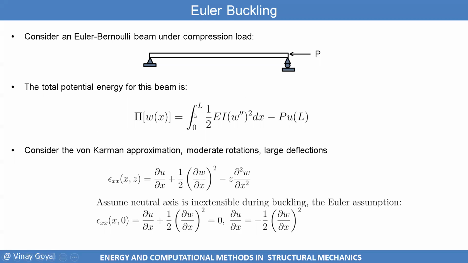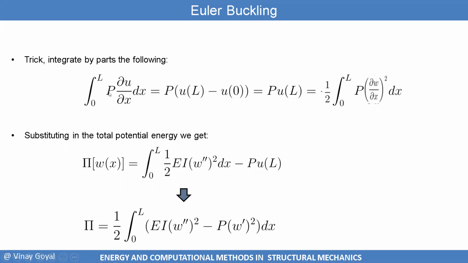One more time, the total potential energy is clearly that, no questions. The strain is this, the derivative of u with respect to x plus, and then we allowed a nonlinear term here. And we assume the neutral axis is inextensible during buckling, meaning that the neutral axis is not going to stretch. So we made that equal to 0 and solved for du dx. And then I used a trick here to show you that p du dx is the same thing as p u of L by integration by parts. And that this is equal to the minus one half of that, because du dx is that.